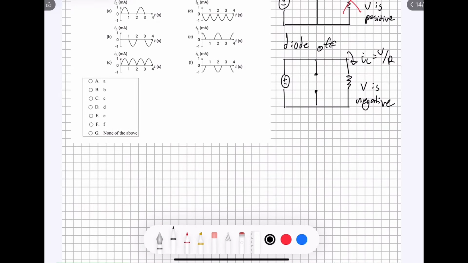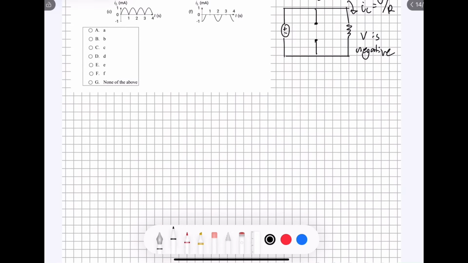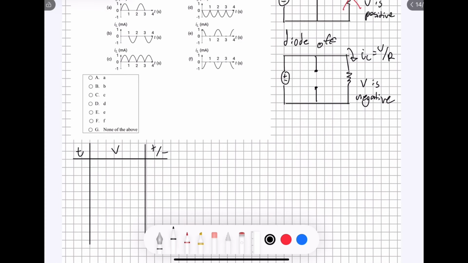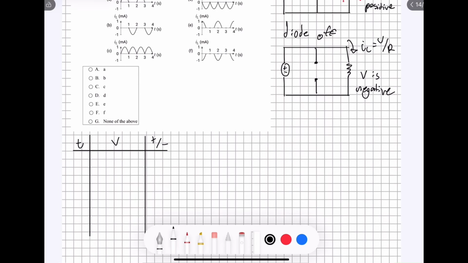In order to determine when V is positive and when V is negative, I would recommend creating a table like this, unless you're super familiar with how sine functions behave, in which case you probably don't have to, but this will probably make it easier for a lot of people. So this table is going to tell us what the time value input is, what the voltage based on that time would be, and whether the voltage is positive or negative.